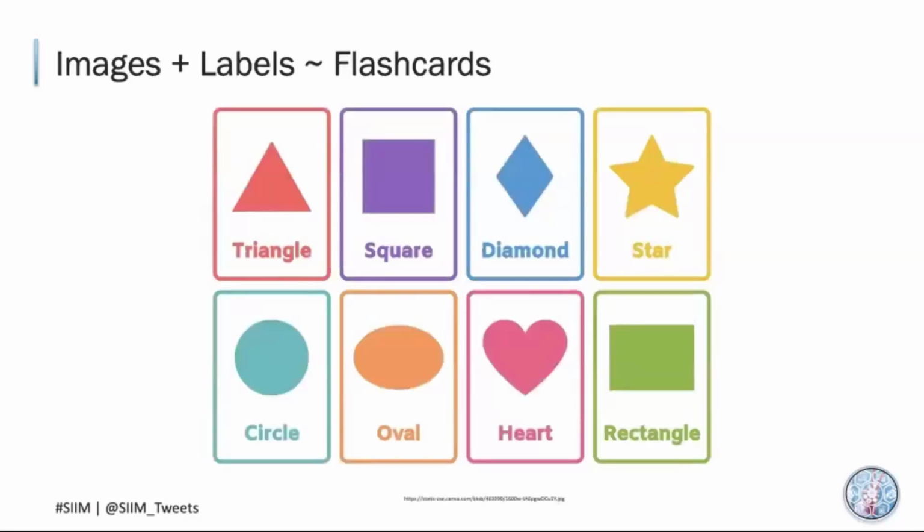One way to conceptualize imaging data for radiology AI is that they're sort of like flashcards. You might have an image on one side and the label on the other. And you need to train a model with both of these things to have them learn, similar to how we might have learned shapes when we were children.